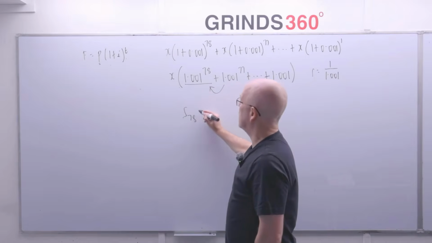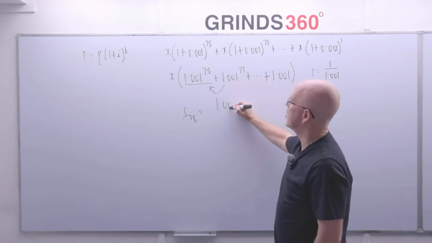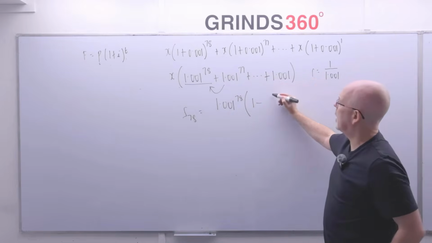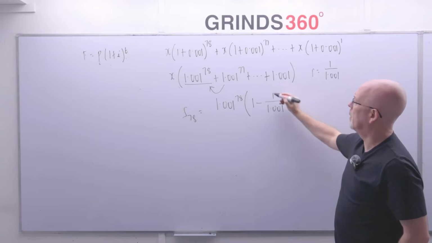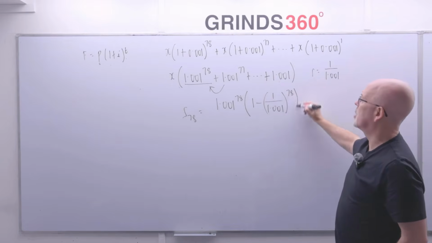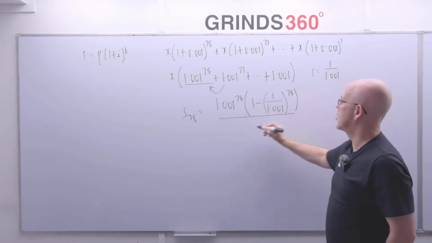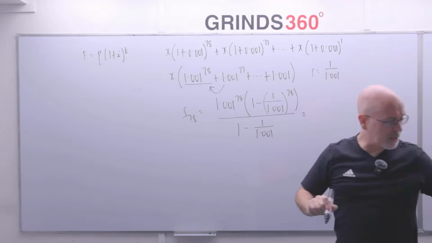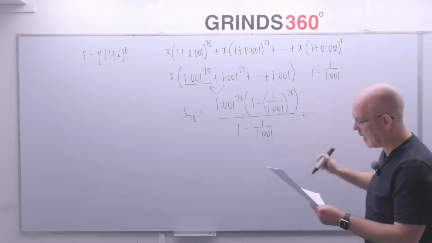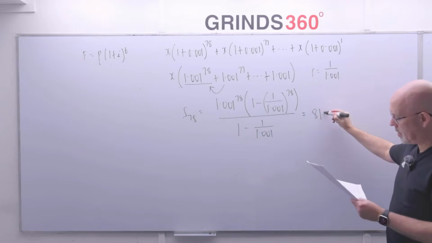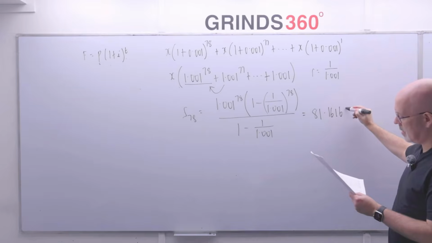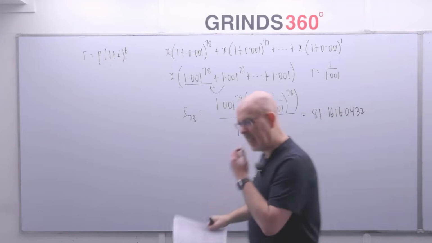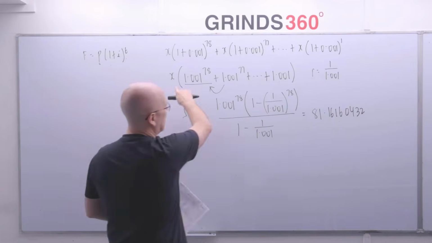So the sum of those 78 payments, then, is a, which is 1.001 to the power of 78, that number there, times 1 minus, there's my value for r, to the power of n, the power of 78, all over 1 minus r, 1 minus this guy here. And if you put those numbers into your calculator, you get 81.16160432. That's what that list of numbers inside the brackets adds up to.